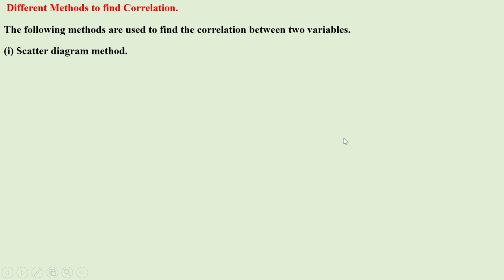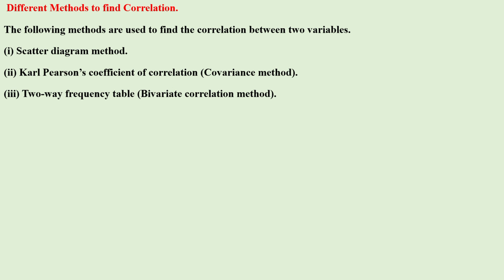So now we are going to see different methods to find the correlation. There are 5 methods in standard. First is the scatter diagram method. Second, the famous and important one, Pearson's coefficient of correlation, or covariance method. Both are same. Then two-way frequency table, bivariate correlation method, rank method, and concurrent deviation method. These are the 5 standard methods to find the correlation coefficient.